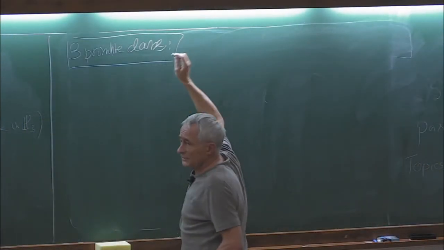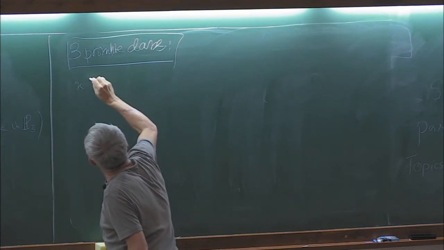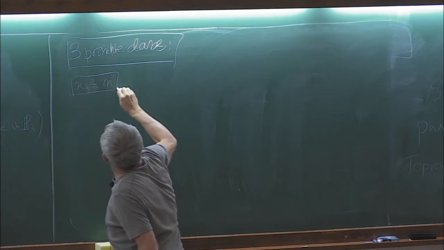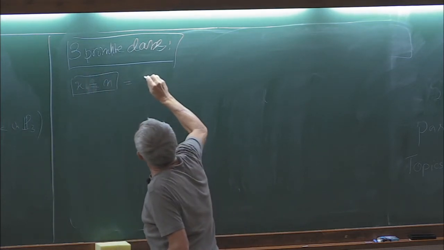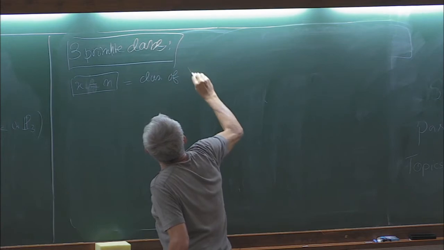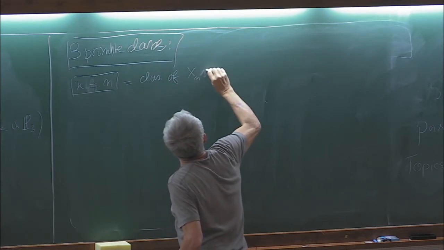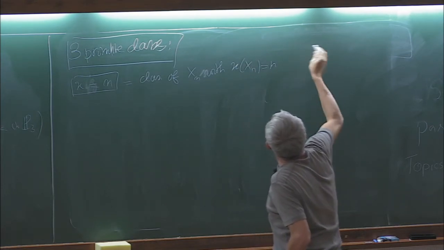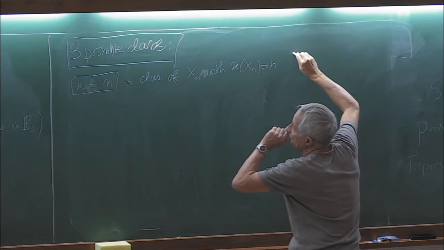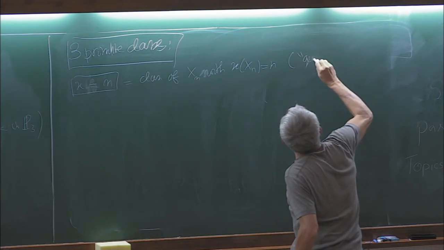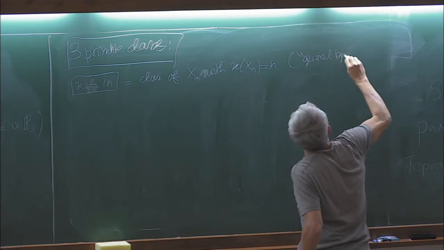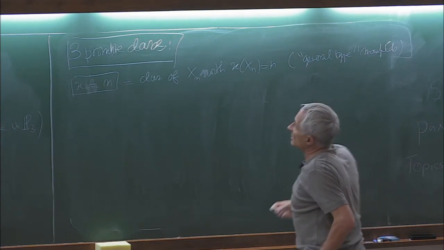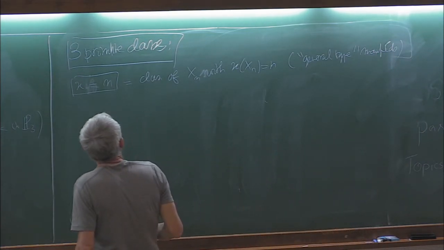Three primitive classes. So now we shall define, for example, kappa is n. This is the class of X_n, of dimension n, with kappa of X_n equal to n. So they are called general type manifolds. Kappa is n.